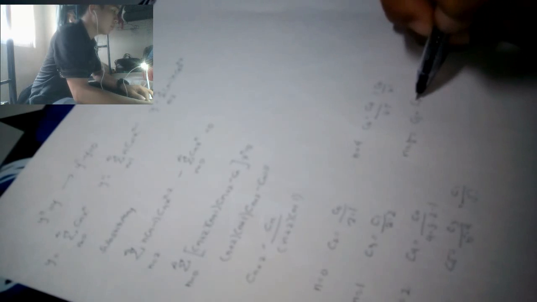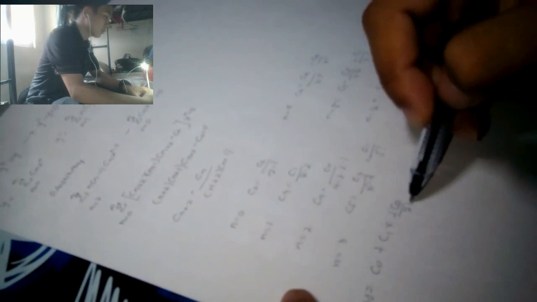At n equals 5, c sub 7 is equal to c5 over 7 times 6, which is equal to c1 over 7 factorial. So at n equals 6, our c8 is equal to c sub 6 over 8 times 7, which is equal to c0 over 8 factorial.